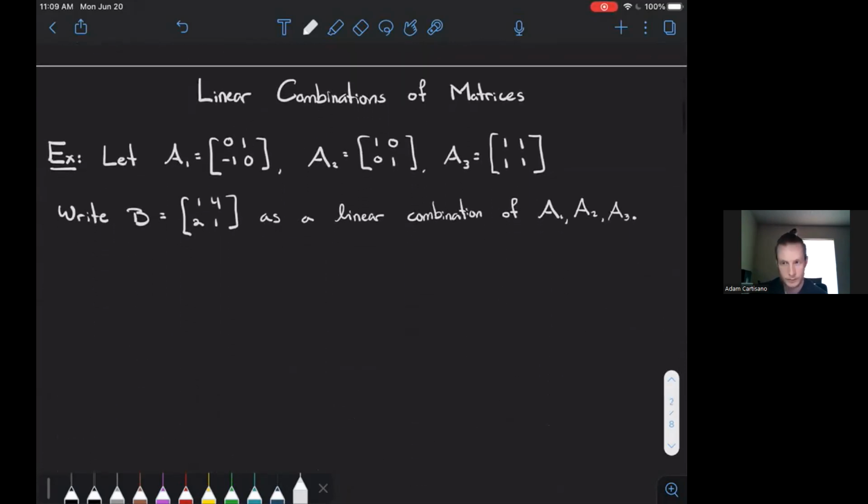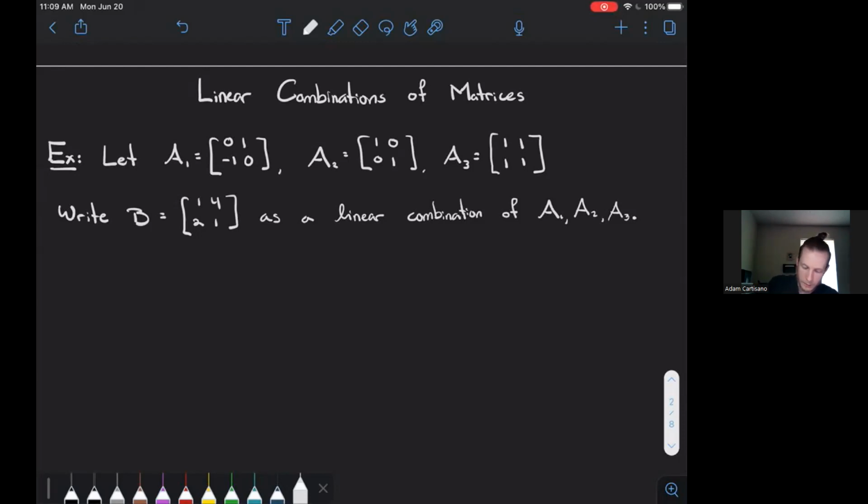Okay, so let's talk about how to take linear combinations of matrices. We're going to pick these three matrices, A1, A2, and A3. A1 is [0, 1; -1, 0]. A2 is [1, 0; 0, 1], and A3 is [1, 1; 1, 1]. We're just going to keep coming back to these three because once you've seen one example, you've seen all of the examples, and these three play well together. So the challenge for this problem is to write B, which is [1, 4; 2, 1], as a linear combination of A1, A2, and A3, if possible, right?